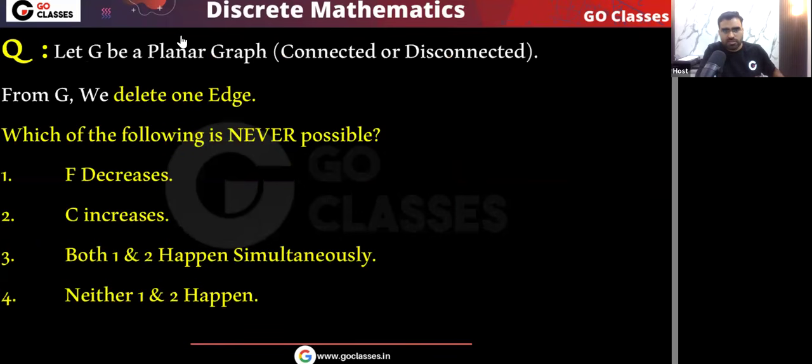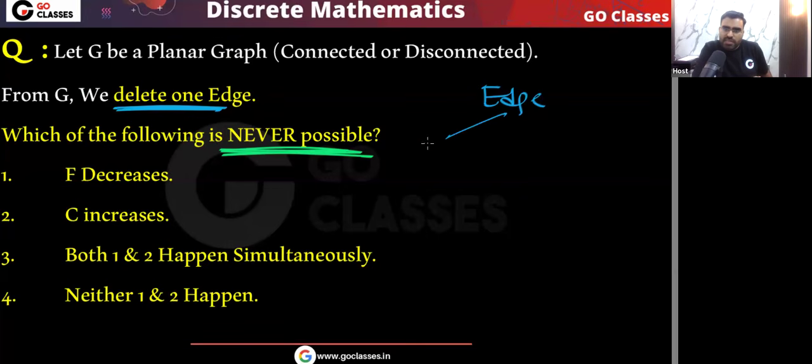Tell me the answer for this question. Which of the following is never possible? G is a planar graph. It can be connected or disconnected. From G, I am deleting one edge. Remember, the edge that I'm deleting can be either cyclic or acyclic. There are only two options. Yes or no? Do you agree? There is no other choice.